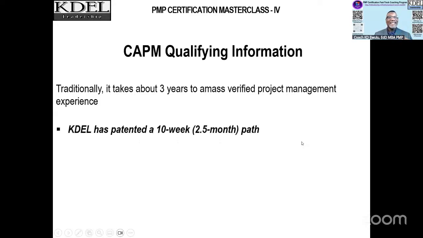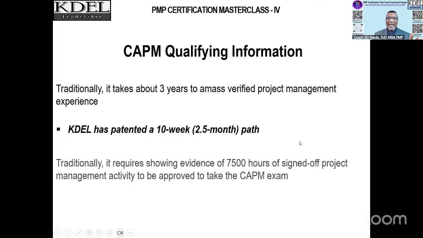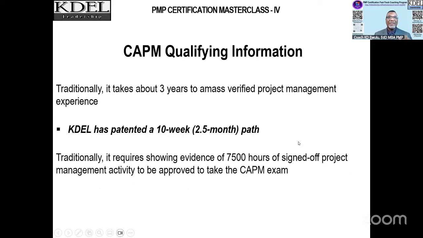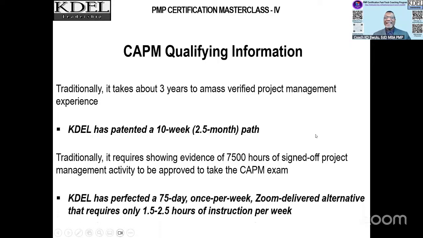KDEL has patented a 10-week, which is a 2.5-month path to that. Again, traditionally, the CAPM requires you showing evidence of 7,500 hours of signed-off project management activity to be approved to take the CAPM exam. KDEL has perfected a 75-day, once per week Zoom-delivered alternative that requires only 1.5 to 2.5 hours of instruction per week.